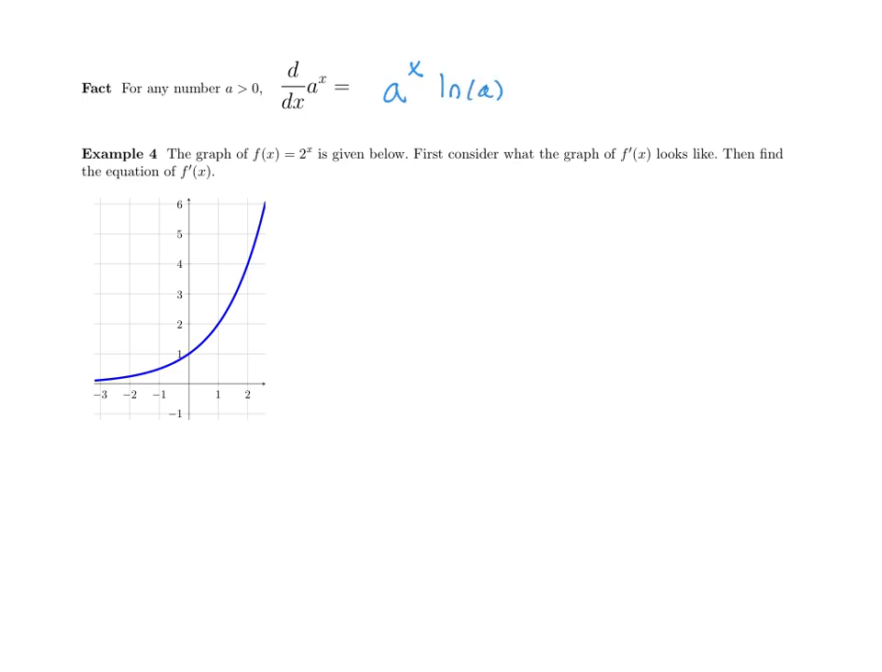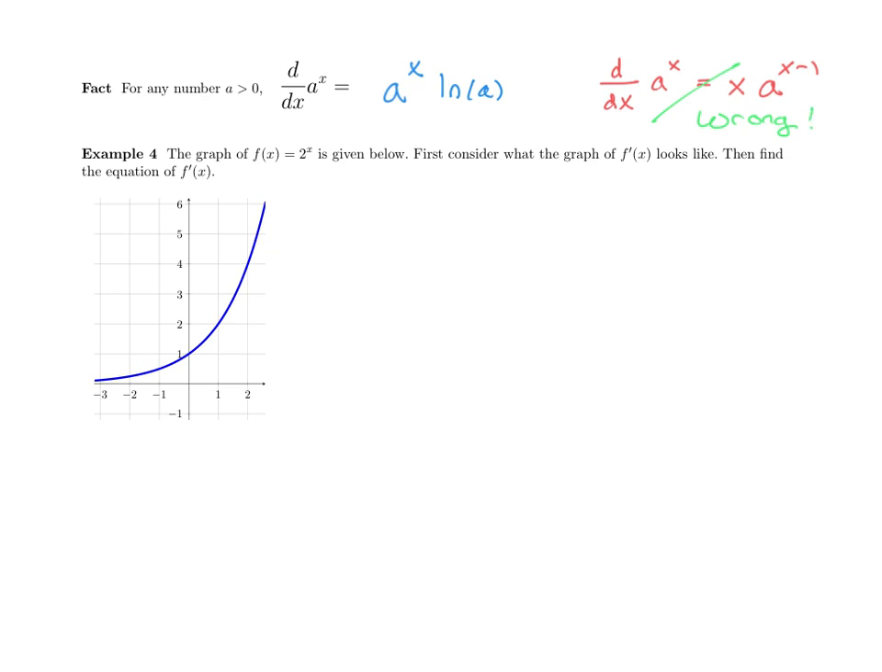And just a quick point of confusion, it's very tempting to try to use the previous rule on this, where you'd bring down the x, copy down the a, and subtract 1 from the exponent. But this is wrong. And the reason is our previous rule had the variable in the base and the number in the exponent. And that is the opposite of what we have here. So this is the rule that we have to use. This is not a rule that we can use.